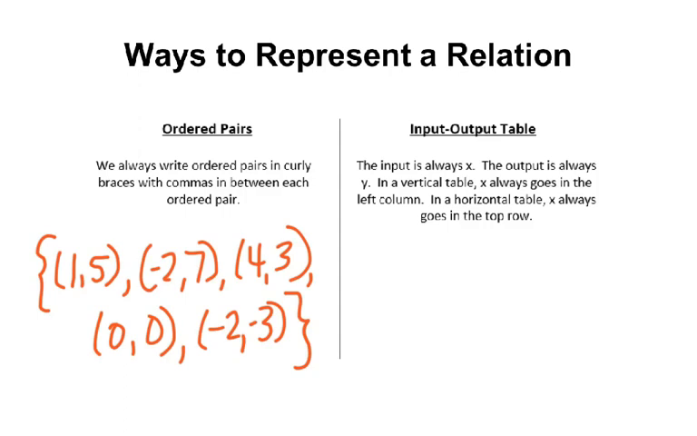Now we're going to do the same values again as an input-output table. Since we did our last one horizontally, I'll do this one vertically. So an x and a y for input and output. Okay, so for our first ordered pair, we have x as a 1 and y as a 5.